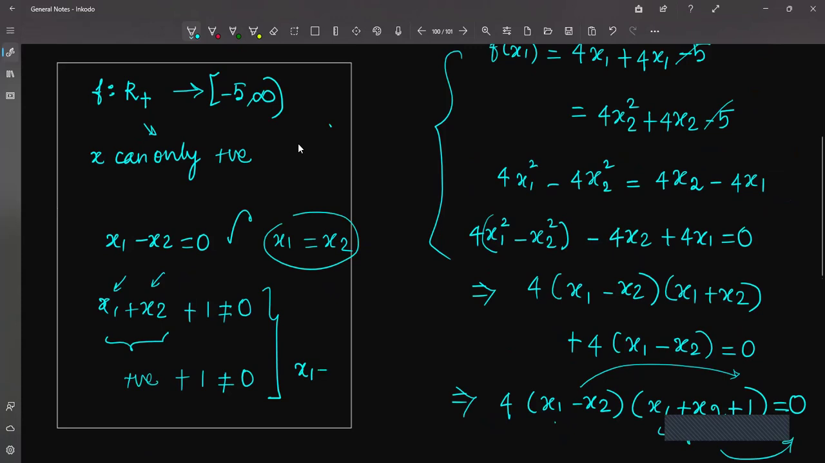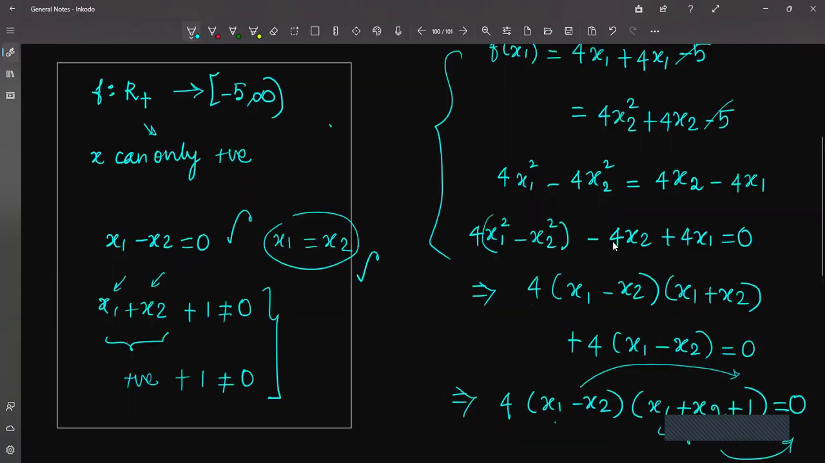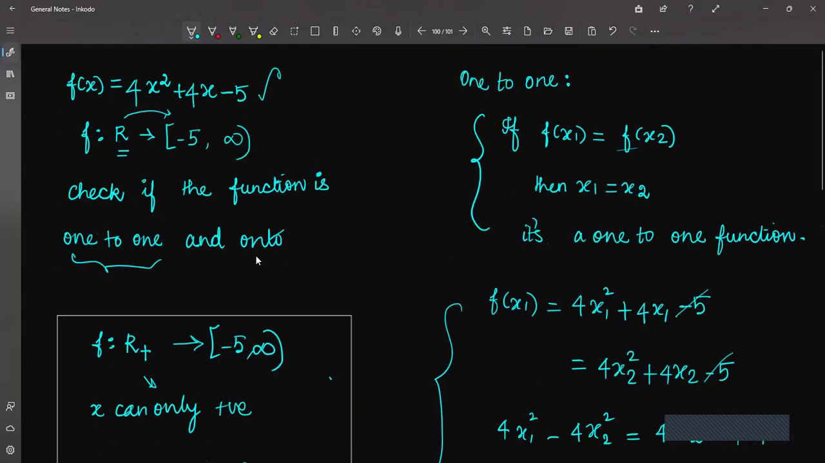That is, x1 not being equal to x2, that possibility is ruled out. So we only have x1 is equal to x2. If x1 is equal to x2 is the only possibility at the end of this check for 1 to 1, then we can conclude it is a 1 to 1 function. There is this other case of checking for onto.